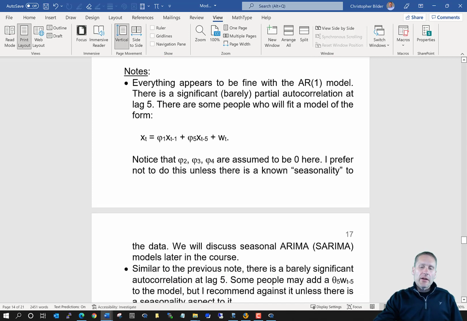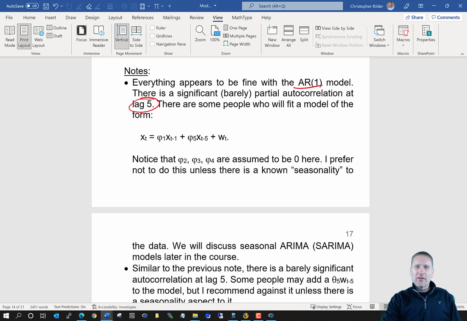Okay, so here are some notes. With the AR(1) model, we have a partial autocorrelation that's marginally significant at lag 5. Some people would say, why don't you add to your model another term, phi sub 5 times x of t minus 5? We haven't talked about how to exactly do that. We will get to that, but we haven't yet. And some people say maybe you should try that.